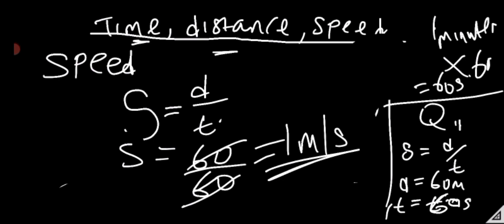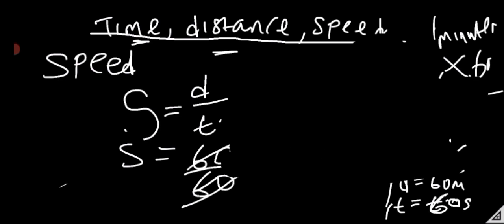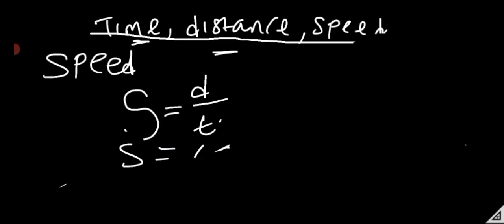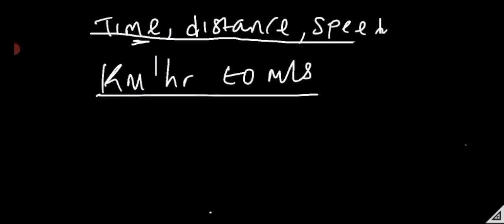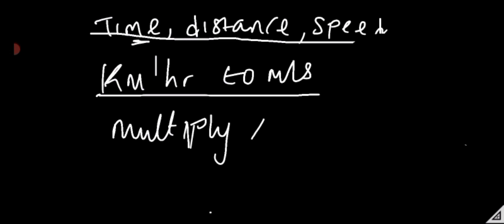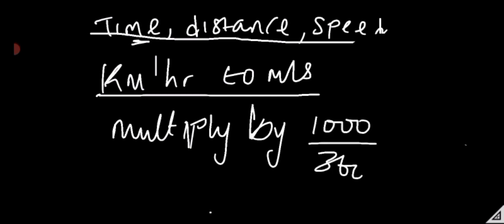That's all. So now, what if you want to convert speed from meter per second to kilometer per hour, and from kilometer per hour to meter per second? To convert from kilometer per hour to meter per second, what we just do is to multiply the kilometer per hour value by 1000 over 3600, right?